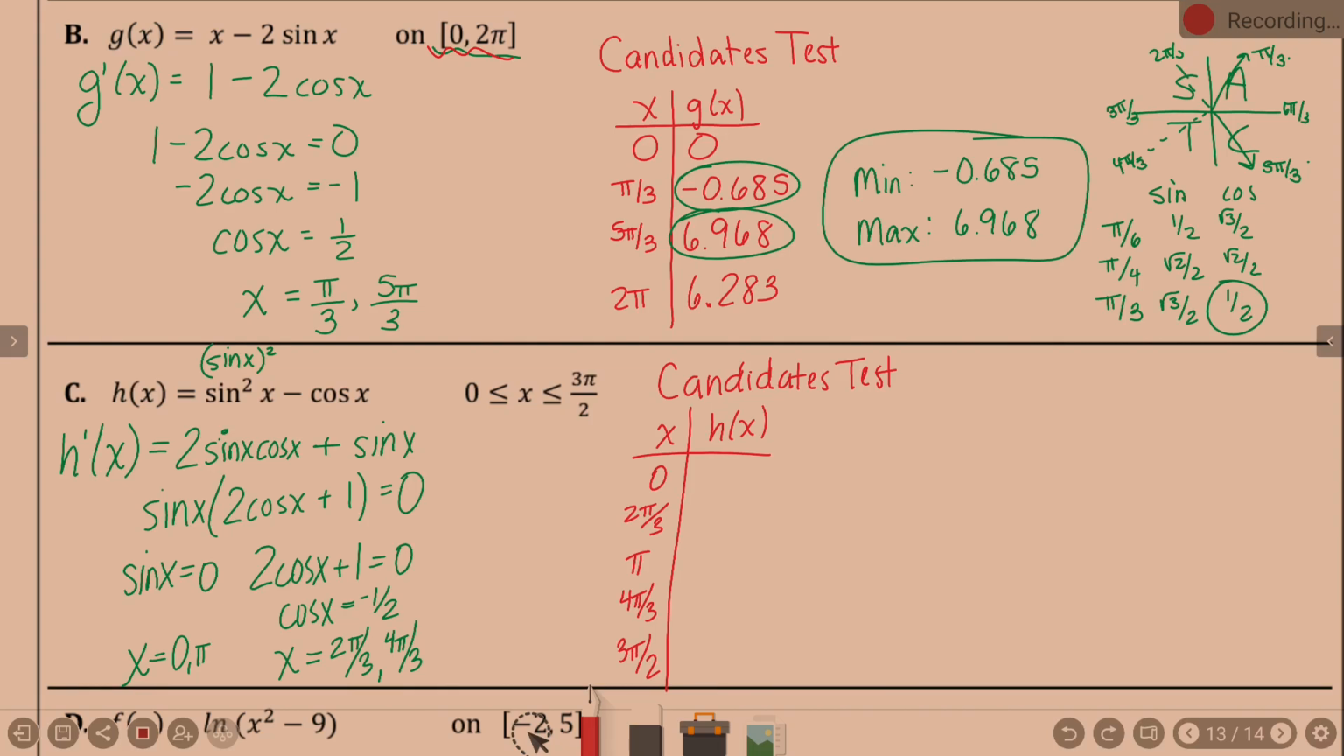What are we getting? Pi is 1. I know 0 is negative 1. I'd already done that one in my head. 4 pi over 3 is 1.25.